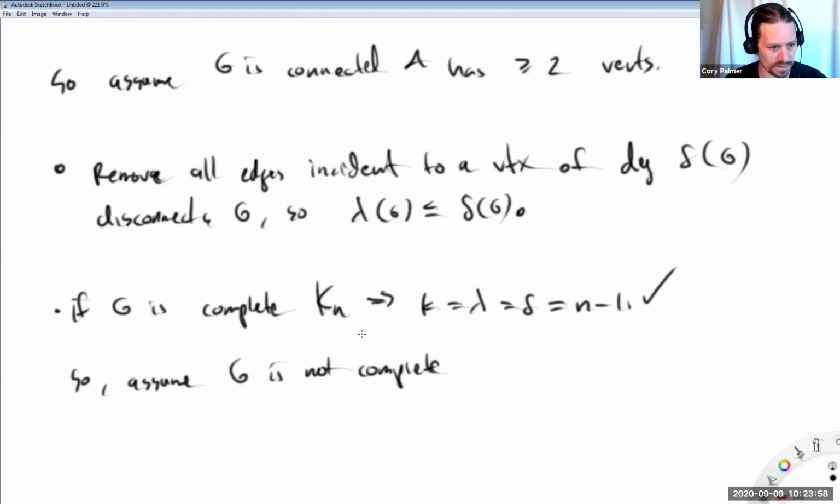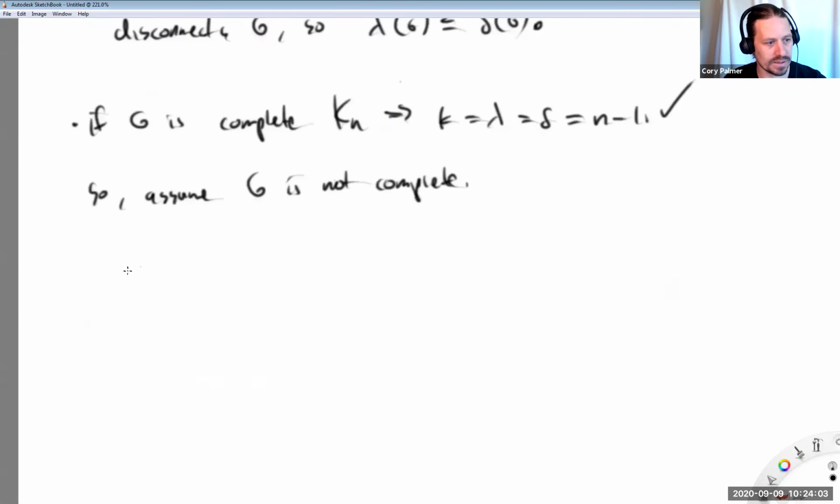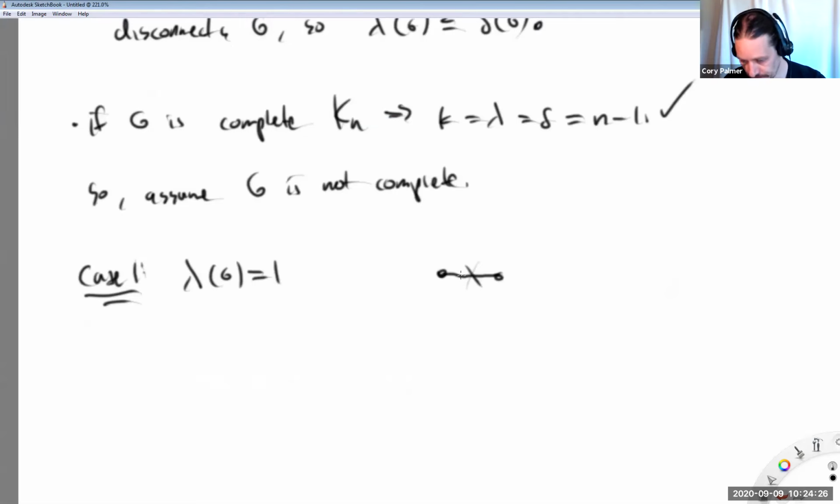Oh yeah, we won't use that till the next case. Well, maybe we use it in the first case here. All right, now we need to distinguish 2 cases. The first case is that lambda of G equals 1. So we have to resolve this case here. If lambda of G equals 1, then it means that there's an edge whose removal disconnects the graph, right? Now, what we do here will be a helpful strategy in the next case anyway.